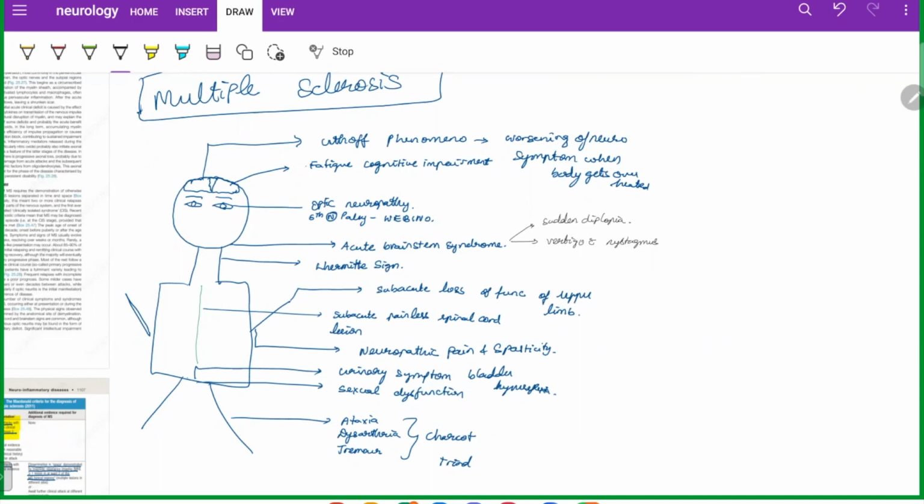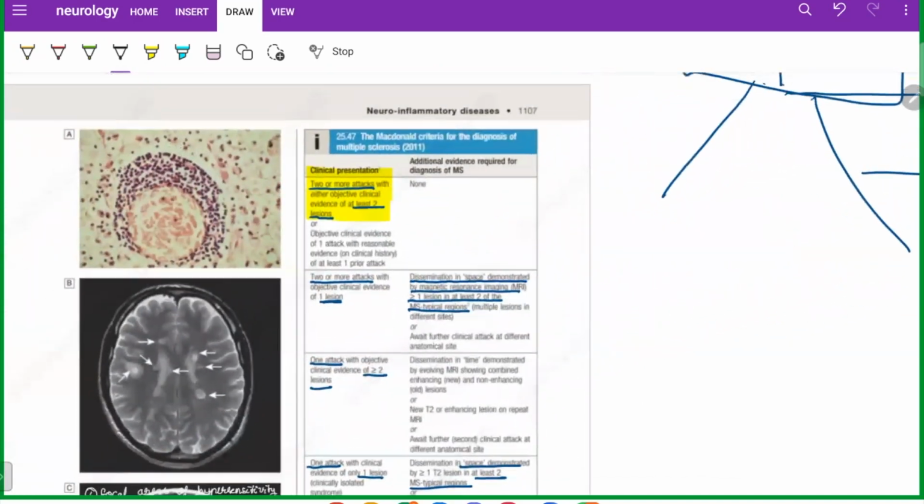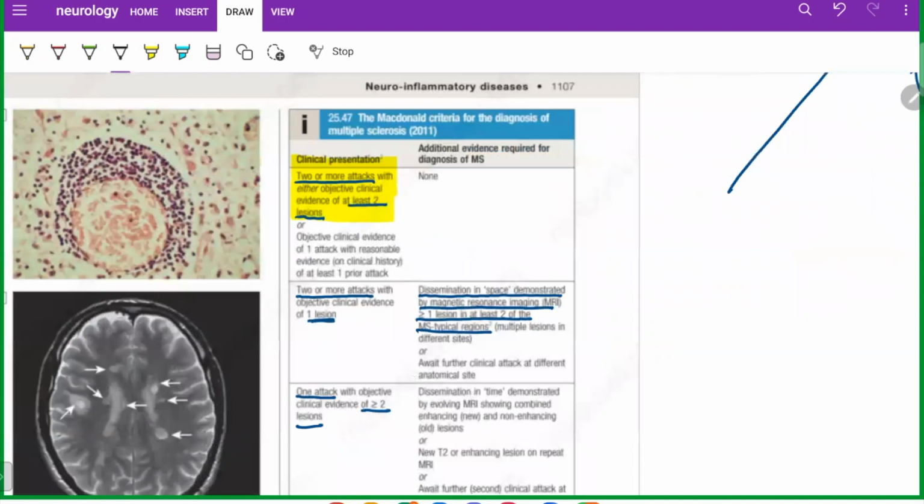Now you know the clinical features of multiple sclerosis. How do you diagnose it? There is a criteria. Okay? So I'll complete that also. There is something called McDonald's criteria. What is this McDonald's criteria? When there are 2 or more attacks with either objective clinical evidence or at least 2 lesions.